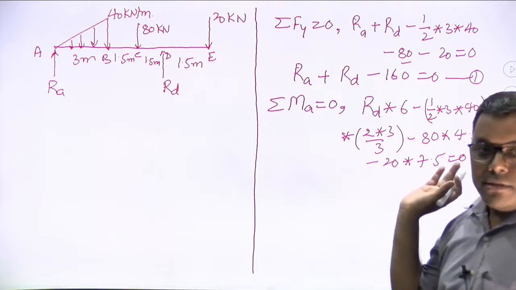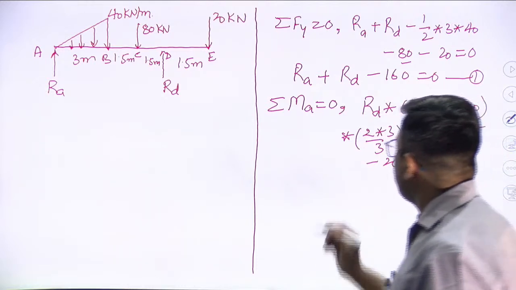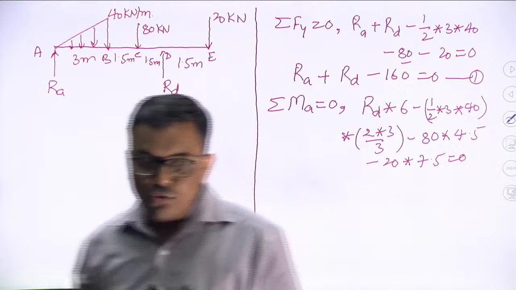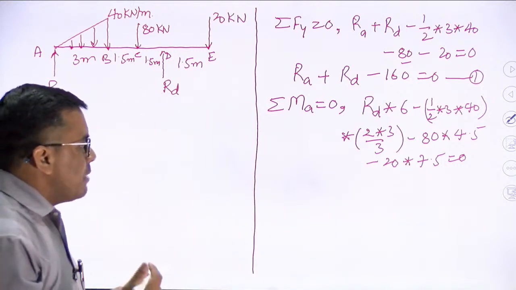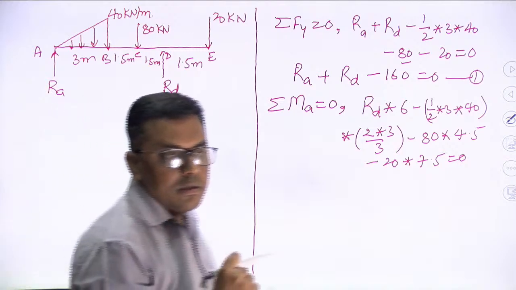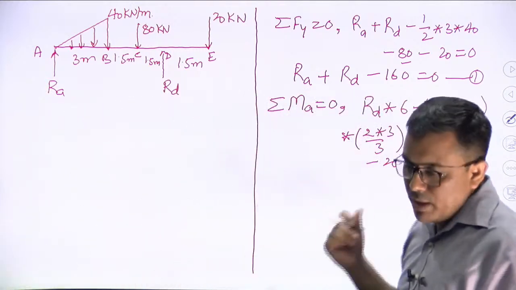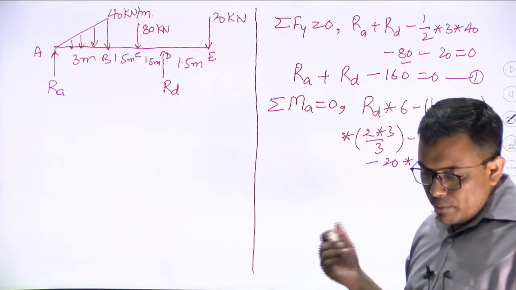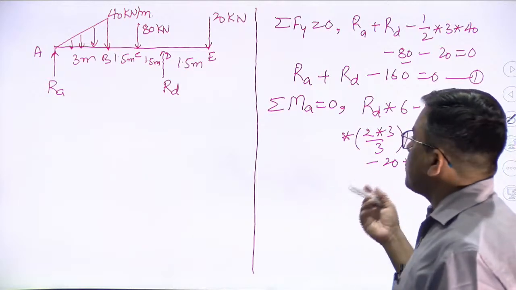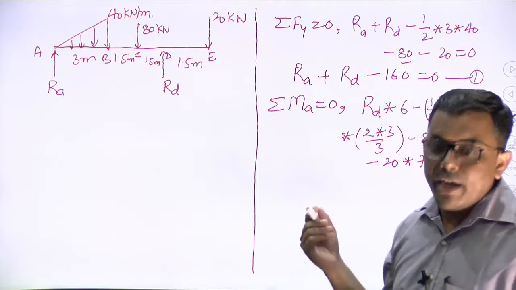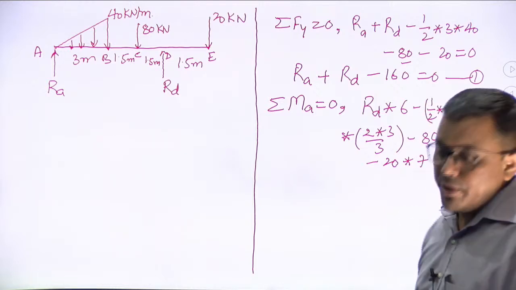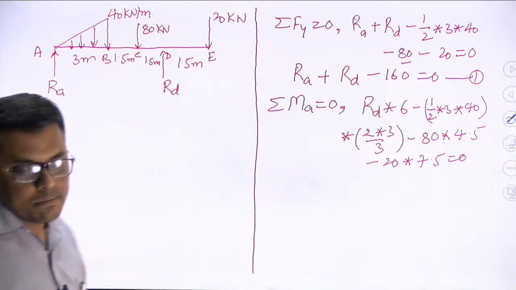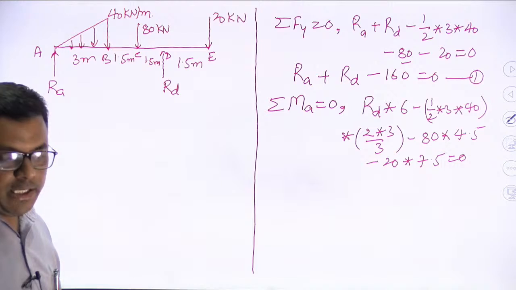By solving these two equations, you will be able to find RA and RD. Please find them, students who are available in the class, please find RA and RD quickly. 30 seconds I am giving you. Two equations are available with you. Please solve, because ultimately you have to do the question. How much is it coming? Anyone solving? Anyone? Please.